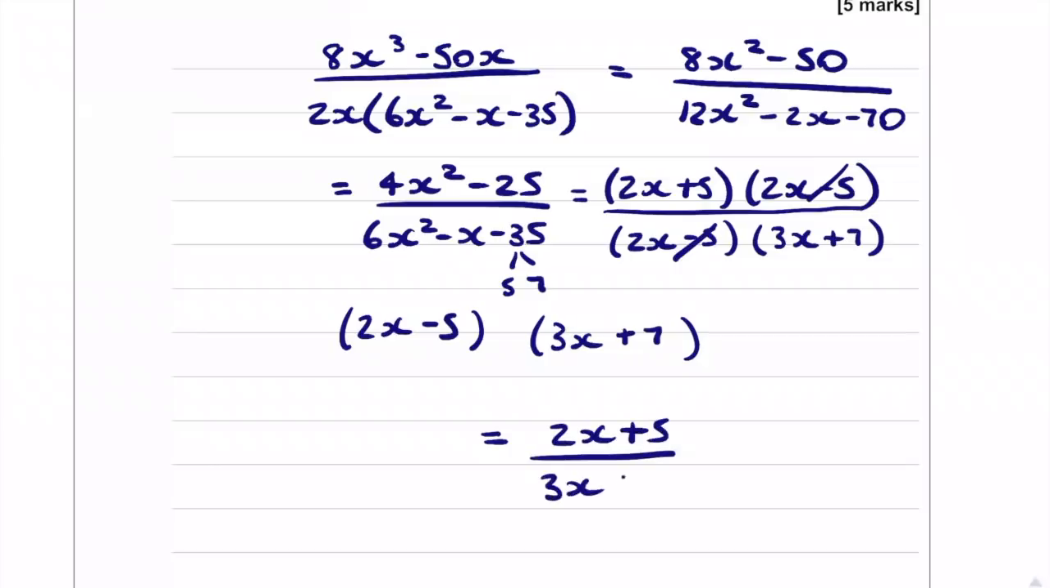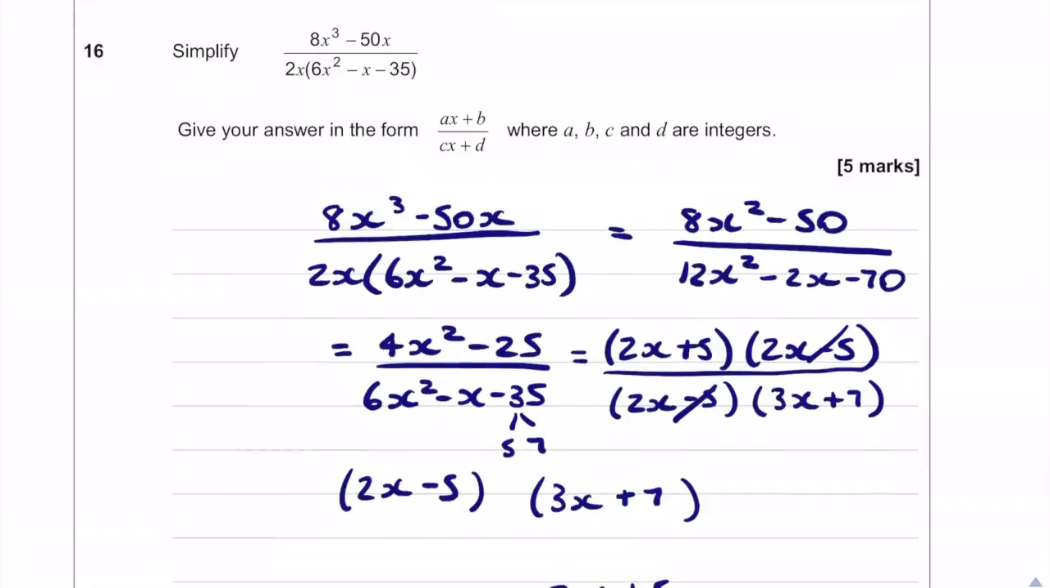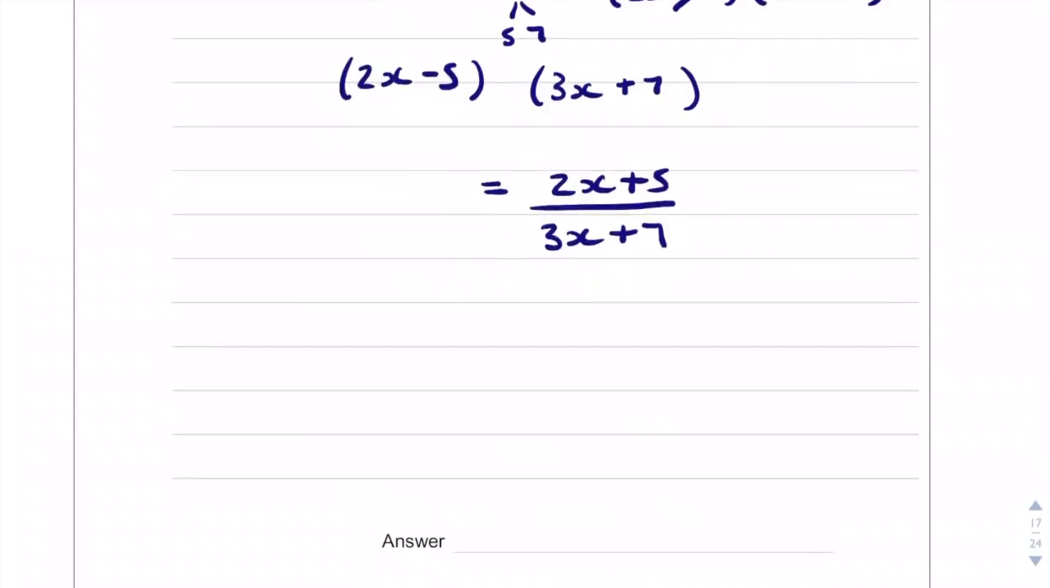over 3x plus 7, which is in the form ax plus b over cx plus d, where a, b, c and d are different integers, because we've got a as 2, b as 5, c as 3 and d as 7. So that is our final answer. 2x plus 5 over 3x plus 7.